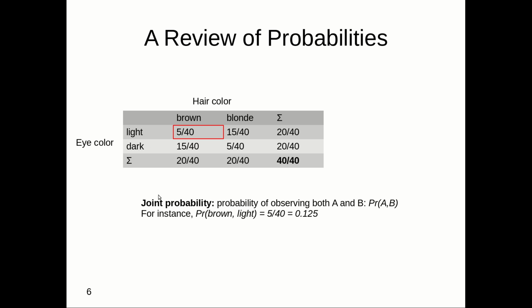So just to remember, what is the joint probability if I take a random sample out of those 40 samples that I have here? The joint probability is the probability of observing both A and B. For instance here, the probability, if I take a random sample, of observing somebody with brown hair and light eye color is 5 over 40, so it's 0.125. That is the joint probability.